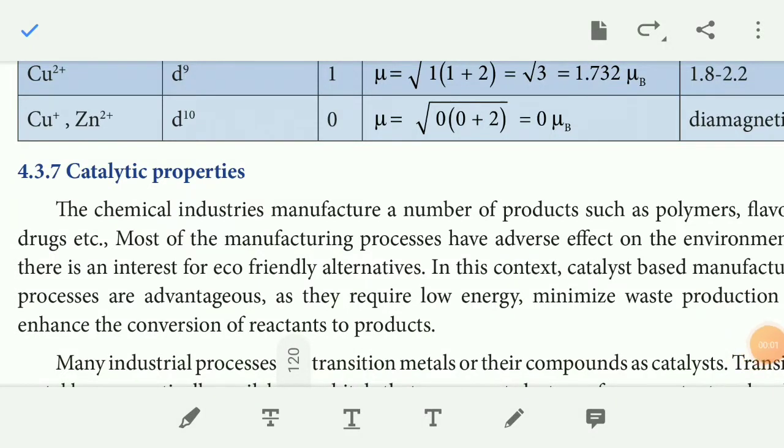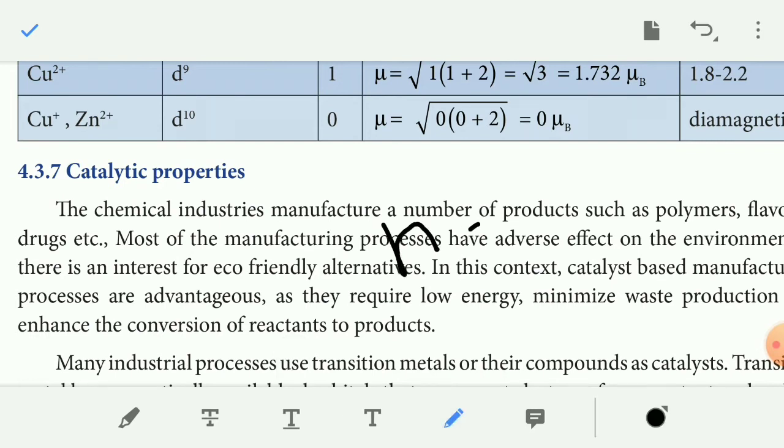Next topic is catalytic properties. First, we should know the meaning of catalyst. A catalyst alters the rate of the reaction. It does not get consumed in the reaction, and maintains the speed of the reaction. That is called a catalyst. For the catalytic properties, the n minus 1 d orbitals are vacant, and transition metals exhibit variable oxidation states. They are also able to form complex compounds.